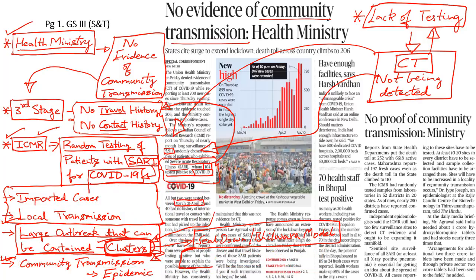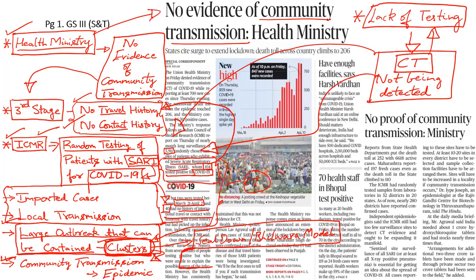Between March 21st and April 2nd alone, this random testing exercise has identified around 40 cases who had no travel history or no contact history. So this is a possible indicator that community transmission might have already begun in India. Even a few state governments have said that they've come across a few cases who had no travel history or contact history, indicating possible community transmission.